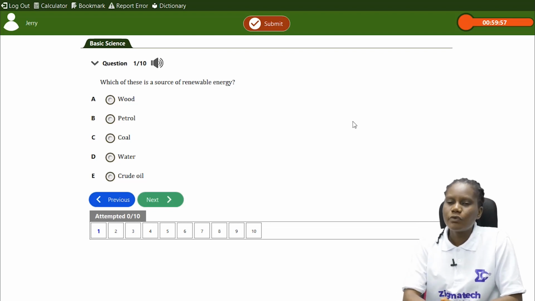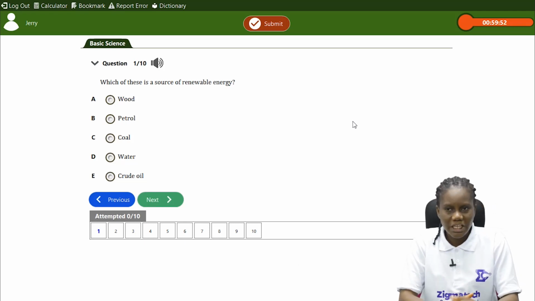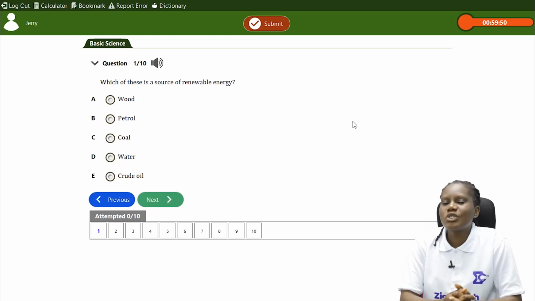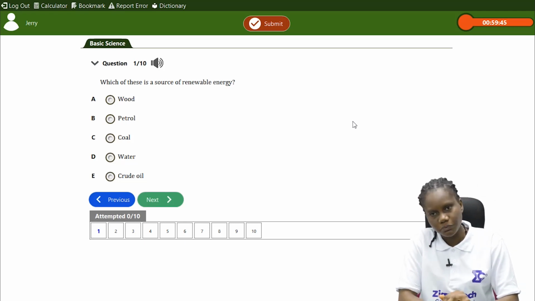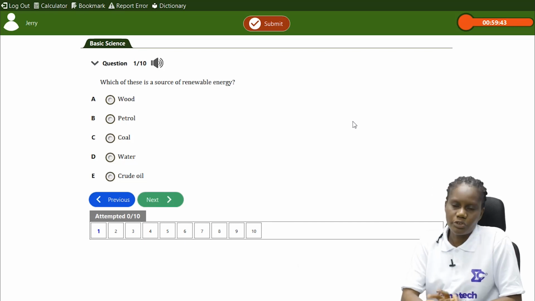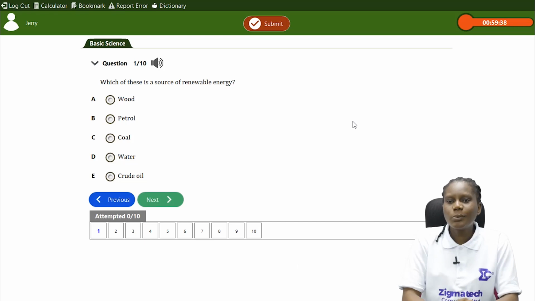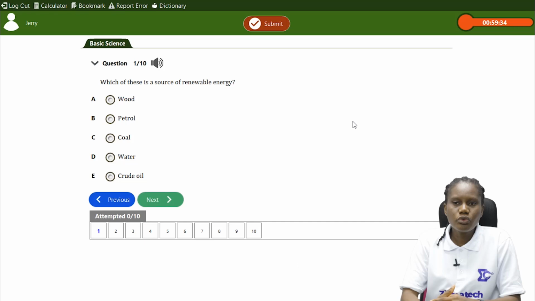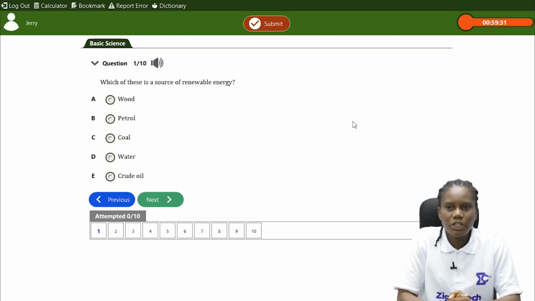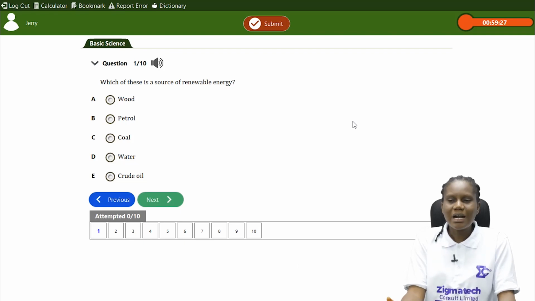Number one, we have, which of these is a source of renewable energy? We have option A is wood, option B is petrol, option C is coal, option D is water, option E is crude oil. So let's go through them one after the other. The first thing we are going to do is to classify them into their various categories, either renewable or non-renewable.